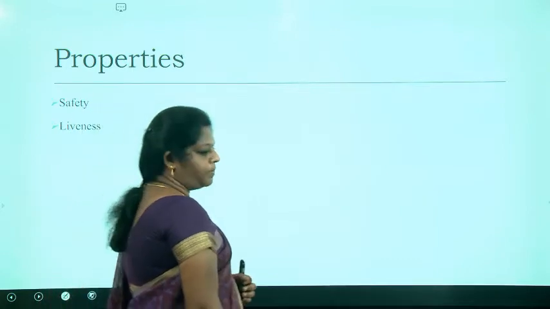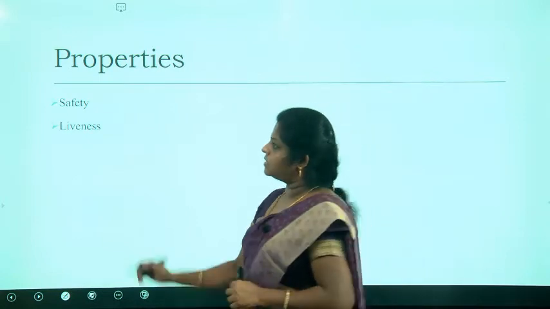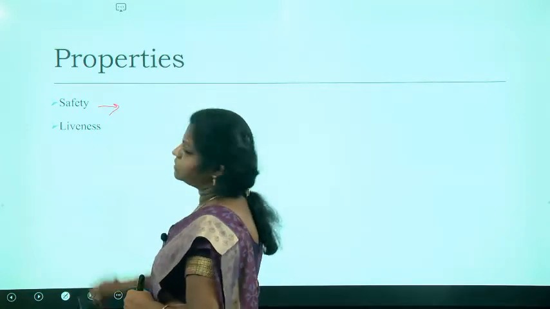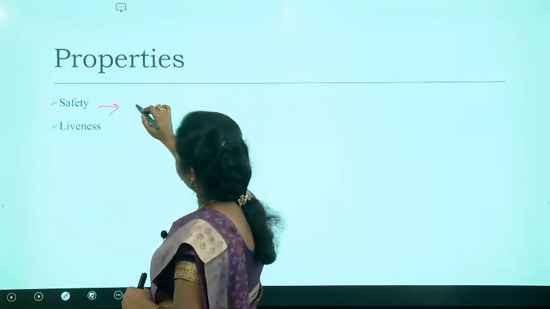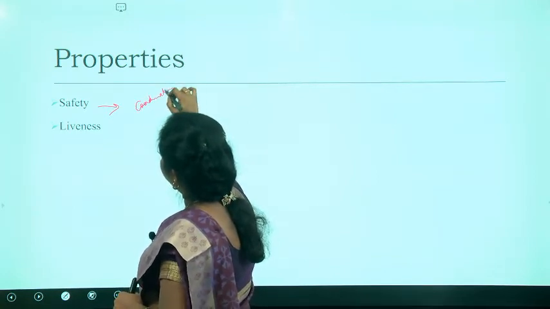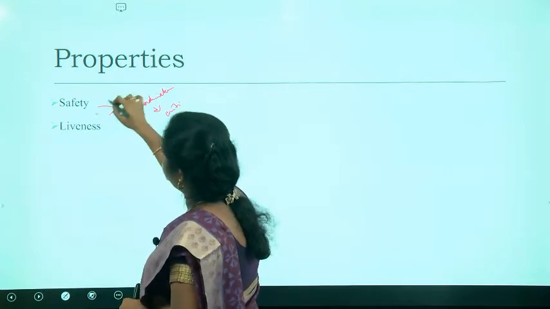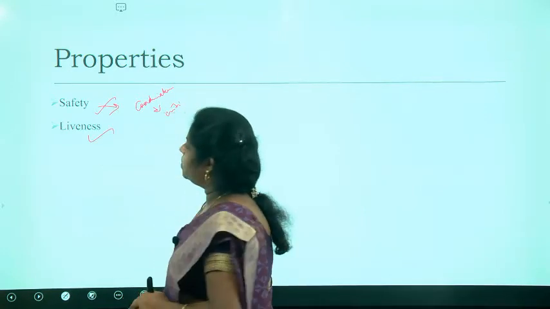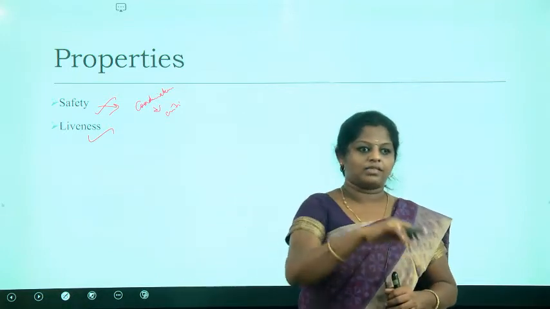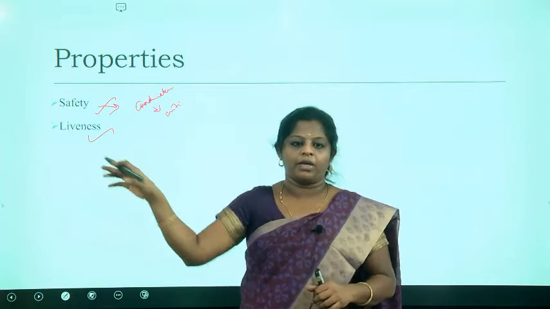What's the property here? Safety and liveness. Yes, this one is achieved. Why? Because only one process becomes the coordinator and enters into the critical section. So this is satisfied. Liveness is what? Obviously, it is going to ask all the remaining processes in the system whether they are going to enter into the critical section or not.